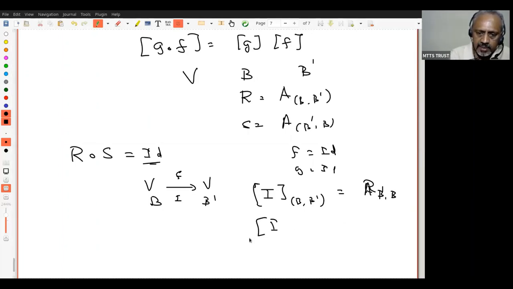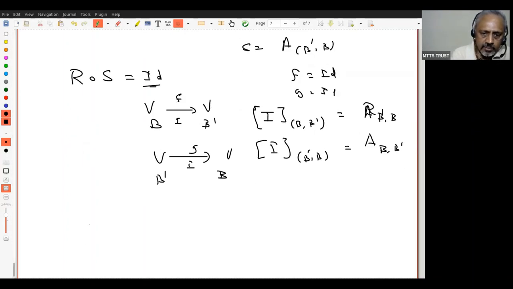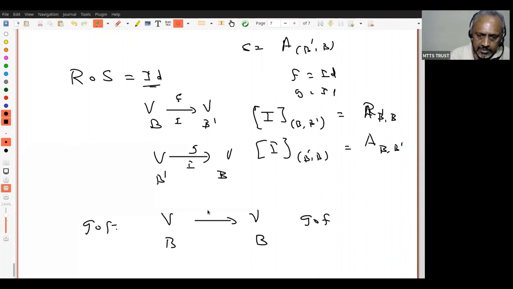And similarly, let's look at G, V to V, which is identity, but then here B dash to B. And this is again identity, but this is from B dash to B. This we know is the transition matrix with respect to B and B dash. We had seen all these things, right? Now, what is G composed with F? It is V to V, but the domain basis is B, and the codomain basis is also B. Therefore, it is identity with respect to the same basis.